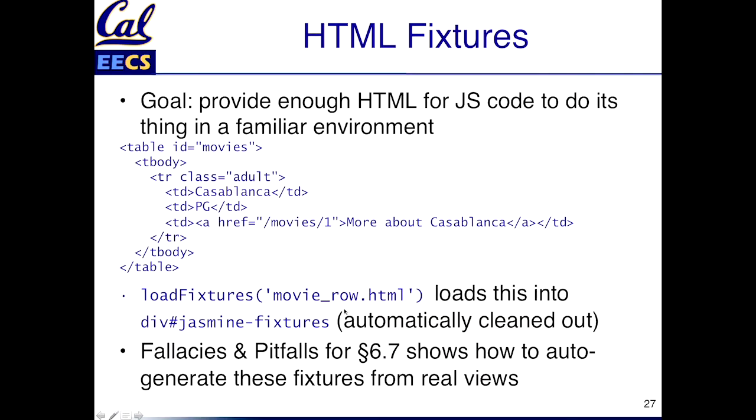How do you actually use the fixtures? In your Jasmine test, you say load fixtures. There's a directory where you can put all of your fixtures, and that's where to look for them. And it will load them into a special div whose ID is Jasmine fixtures that's on that same page that's displaying your test results, right?